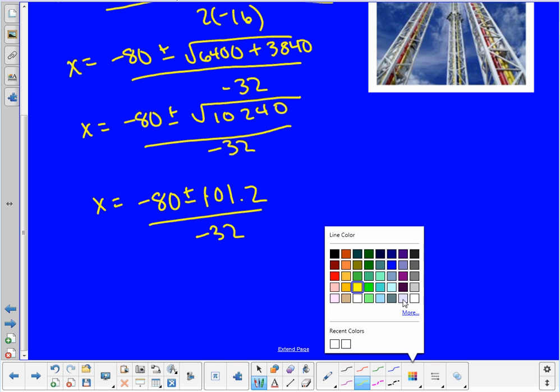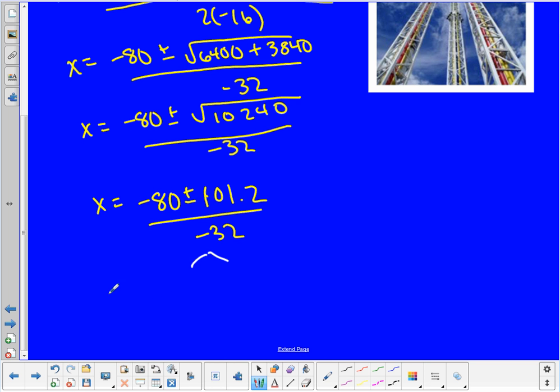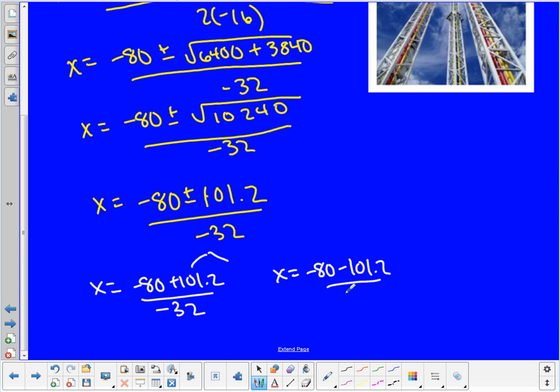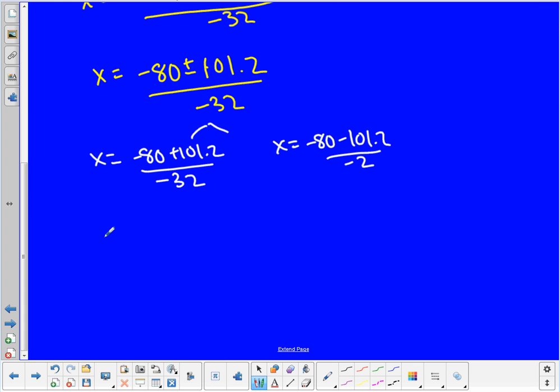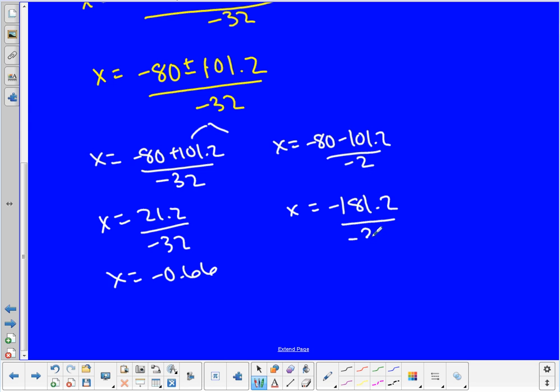So this is the point where I'm ready to split it. So I split it apart. I've got x equals negative 80 plus 101.2 over negative 32, and x equals negative 80 minus 101.2 all over negative 32. Negative 80 plus 101.2 is 21.2, so x equals 21.2 over negative 32. That's x equals negative 0.66. Over here, I have x equals negative 181.2 all over negative 32, or x equals positive 5.66. Okay, so we have our two answers.